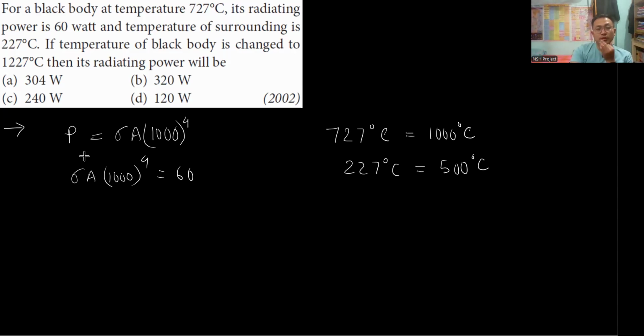Okay, fine. Now, if the temperature of the black body is changed to this, then its radiating power is what? So 1227 degrees Celsius is equal to 1500 Kelvin.